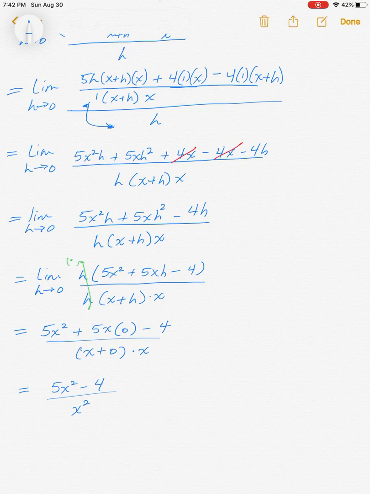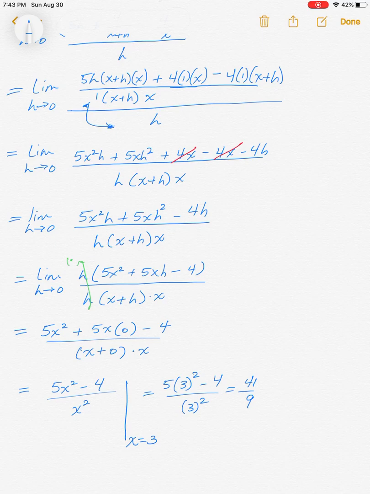The problem wanted you to find the slope at x equals 3. So we slide that value of 3 in here. We have 5 times 3 squared minus 4 over 3 squared, which equals 45 minus 4, that's 41 over 9. Your slope at x equals 3 is 41 over 9. And that's an example of finding a derivative as a function.